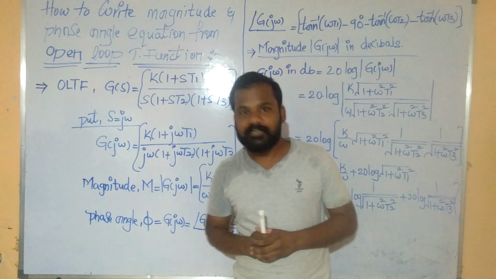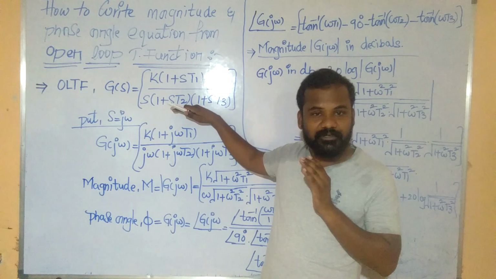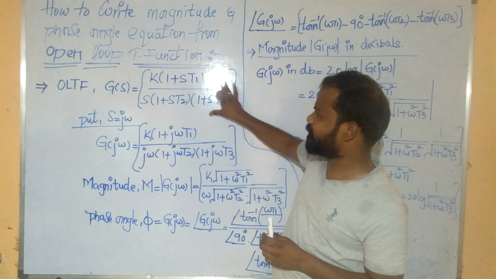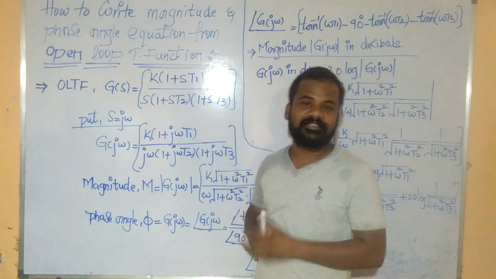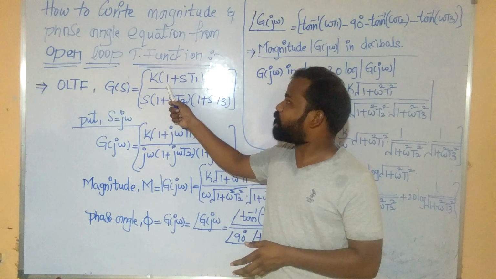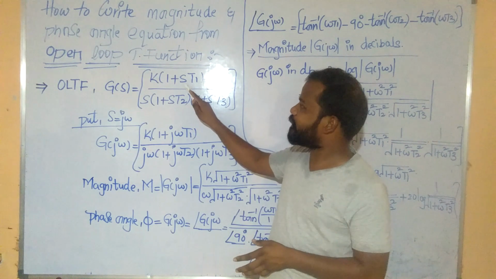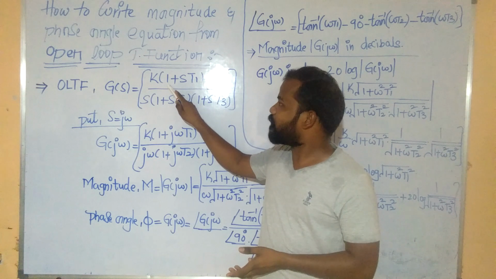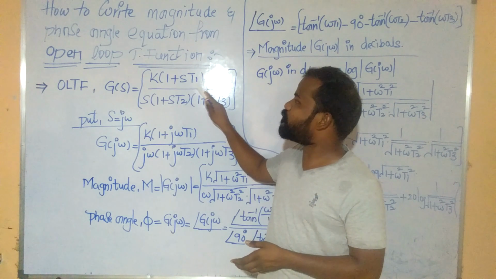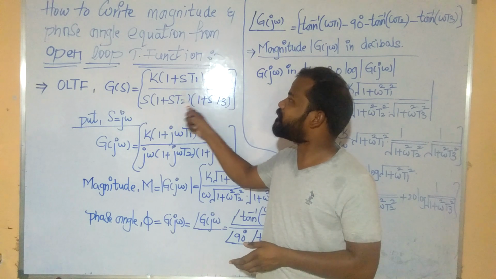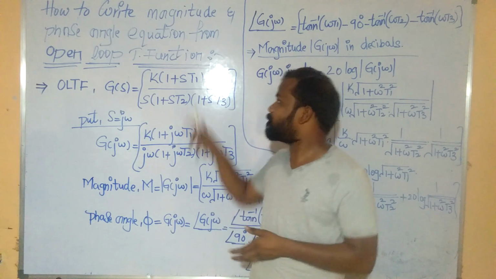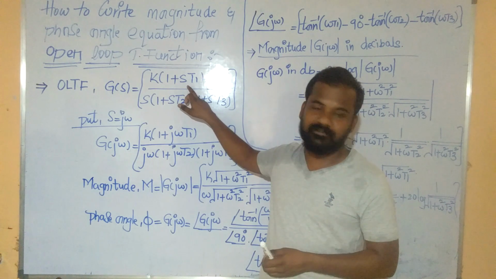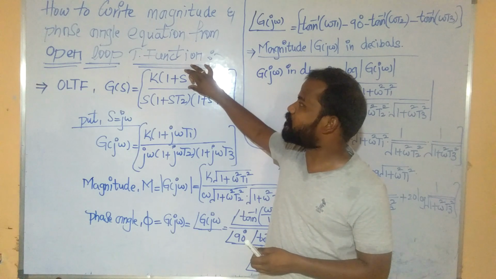Clear? So first we have to observe. Here K is a constant term, and then 1 plus s T1. If I substitute s equal to j omega, then this term becomes complex. 1 is the real part and j omega T1 is the imaginary part. With the help of this term, I can get its magnitude, which is the square root of real square plus imaginary square.